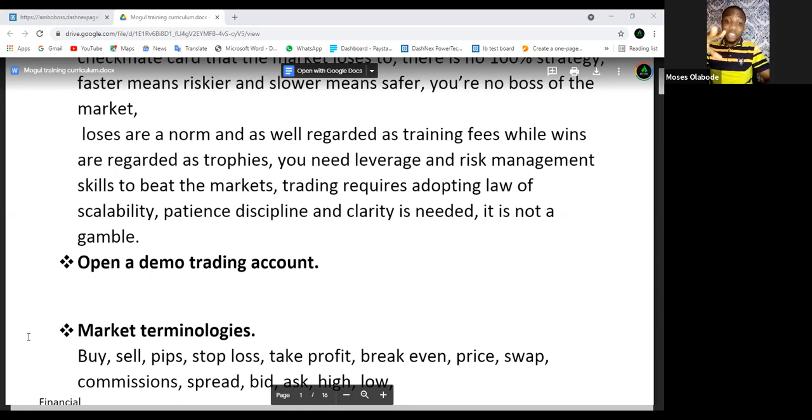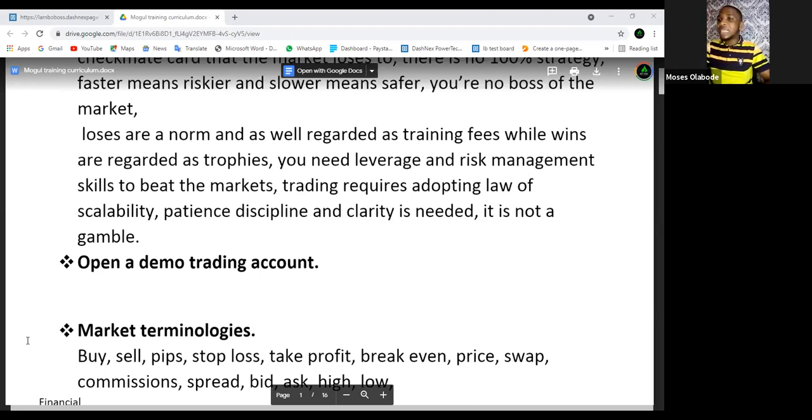You form your trading plan and you must follow it religiously. Because I follow my trading plan, I don't go outside my trading plan. Okay? You must be clear about your entries, your exits, the trend, where the market will turn. Clarity is important.